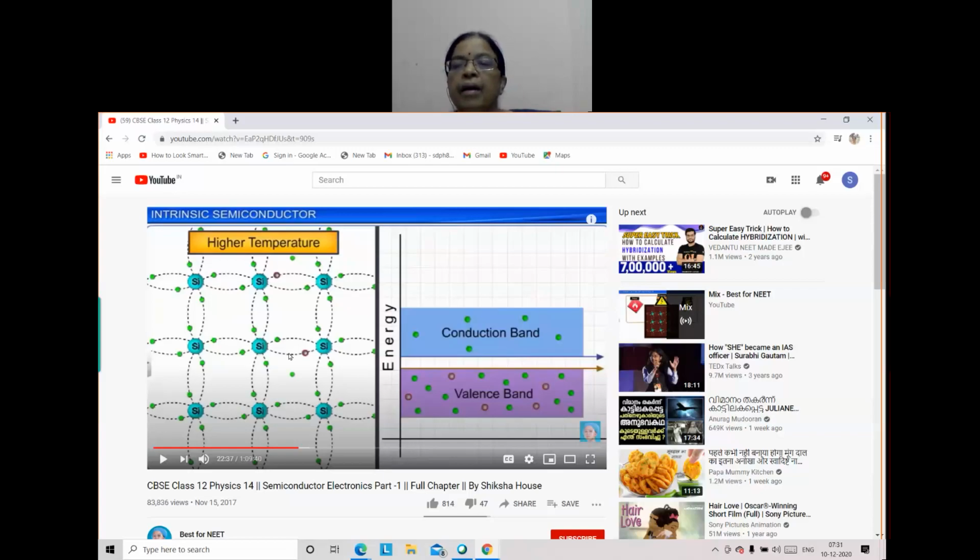Abhinand, when one of the bonds breaks, the electron is freed to the crystal lattice and it can move freely in the crystal lattice. And what is created in its place? Holes. Hole, H-O-L-E. A hole is the deficiency of an electron.